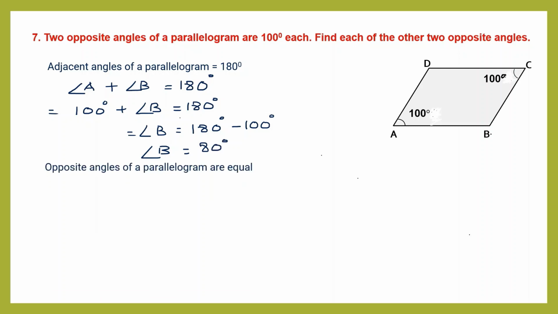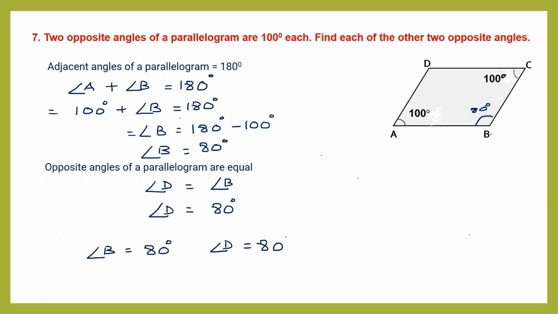Then the opposite angles of a parallelogram are equal. As you can see, A and C are 100 degrees each. They are equal. So if B is 80 degrees, then angle D will also be 80 degrees. So angle D will be equal to angle B. So angle D is equal to, what is the value of B? 80 degrees. So now we have found the value of angles B and D. So let's write that down. Angle B, these are the other two opposite angles. Angle B is 80 degrees and angle D is also 80 degrees.